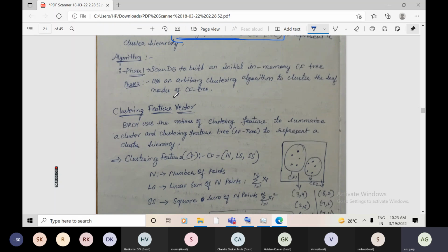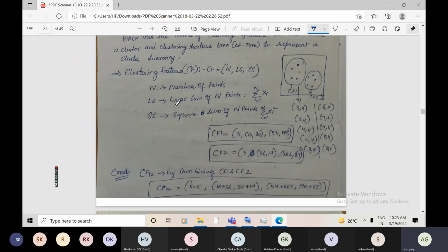To understand the clustering feature tree, we draw it using the clustering feature vector. The clustering feature vector has 3 elements in it: N is the number of points, LS is the linear sum of the points, and SS is the sum of squares of the points. So let's say some points are given. This is one set and this is one set. If I ask you to draw a cluster feature tree, first you have to form a cluster feature vector.